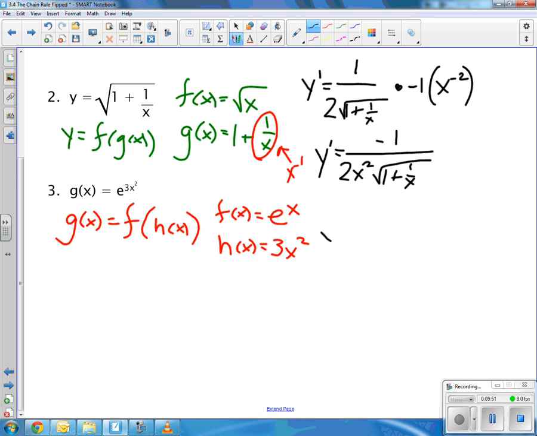So y prime equals, my outer function again was e to the x, but it's really e raised to that h of x function. And we know the derivative of e to the x is e to the x again, so I end up repeating the exact same function, e to the 3x squared. Now I'm going to multiply. My inner function, h of x, I need that derivative. 3x squared, the derivative would be 6x. So for this example, y prime equals 6x e to the 3x squared.